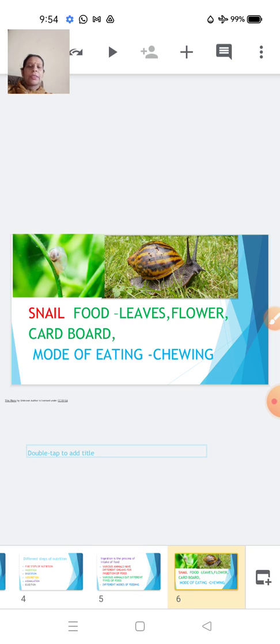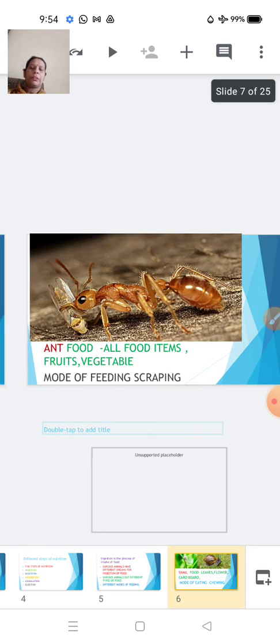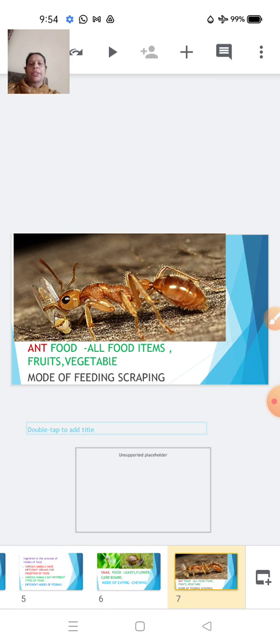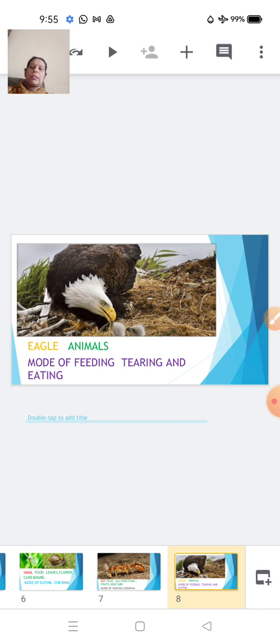As you know, the snail feeds on food like leaves, flowers and cardboard, so their mode of eating is chewing. Ants, children, you find these ants roaming in your home. These ants eat all the food items, fruits and even vegetables, and their mode of feeding is scraping. Eagles, which are seen flying high up in the air, basically eat the flesh of other animals and their mode of feeding is tearing.